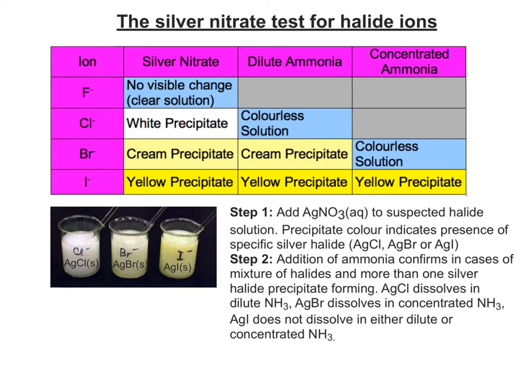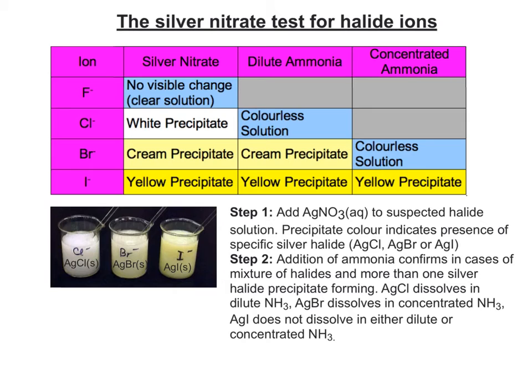However, problems arise when you start to think, what is the difference between cream and yellow? They can be perceived as quite similar by some people, and in addition, if you have a mixture of halide ions, could the colour of one precipitate be masking the colour of another? So as a further step to diagnostically confirm, what we do is we add ammonia. So if you add dilute ammonia, only silver chloride will dissolve. If you have concentrated ammonia, silver chloride and silver bromide will dissolve. So silver bromide can be eliminated by the addition of concentrated ammonia.